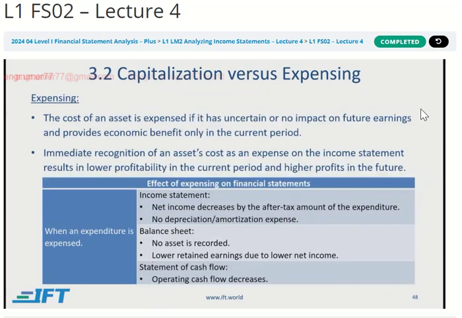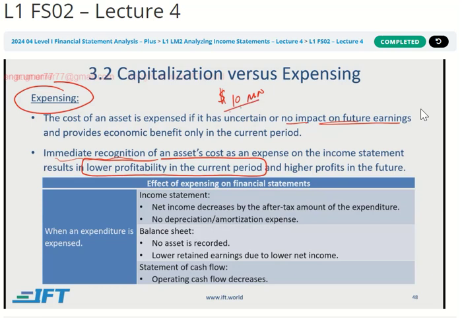All right, if you don't capitalize it, if you directly expense it out, naturally there will be no impact on future earnings because all the expense is going out in this current immediate period, right? So the immediate recognition of the expense is going to impact your current profitability. This year you're probably going to have a huge loss because the whole 10 million expense you are recording this year. So naturally this year's profit and loss is going to be terrible, but then your later profits will be higher because there will be no depreciation expense.